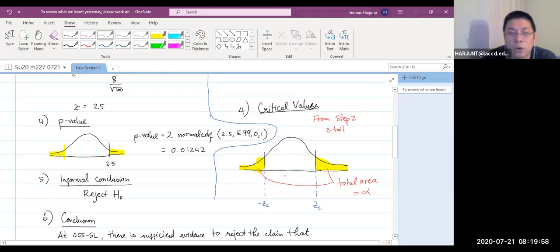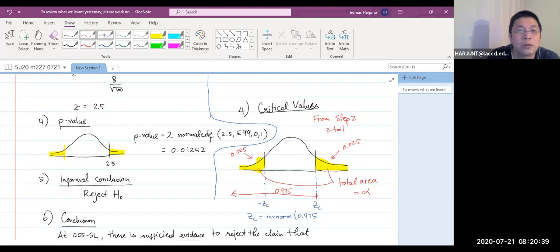So the z critical equals inverse norm of 0.975. How do you get that? Well, because alpha is 5%, this is 0.025 and this is 0.025. If that's 0.025, then the area from negative infinity up to here is 0.975. So inverse norm of 0.975, 0, 1. I believe that's 1.95996.